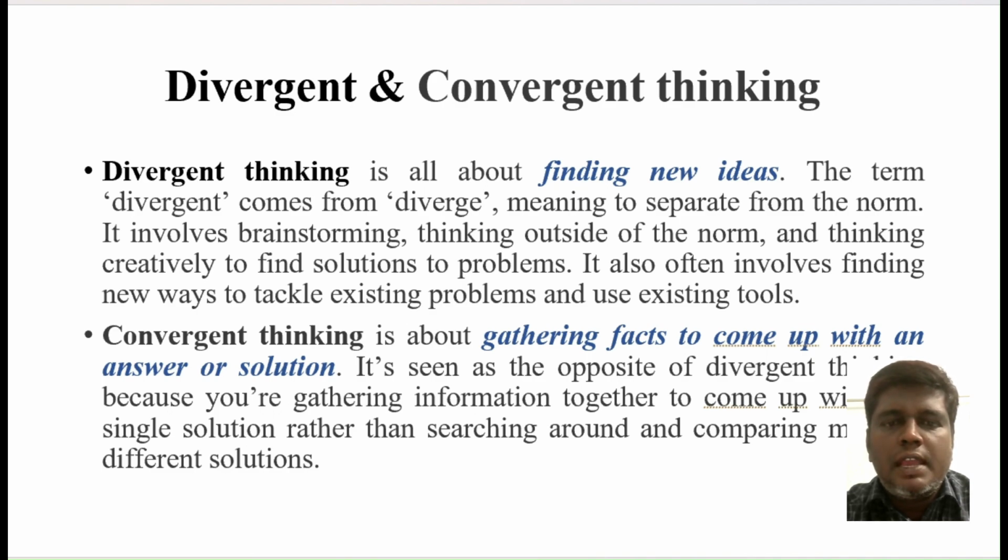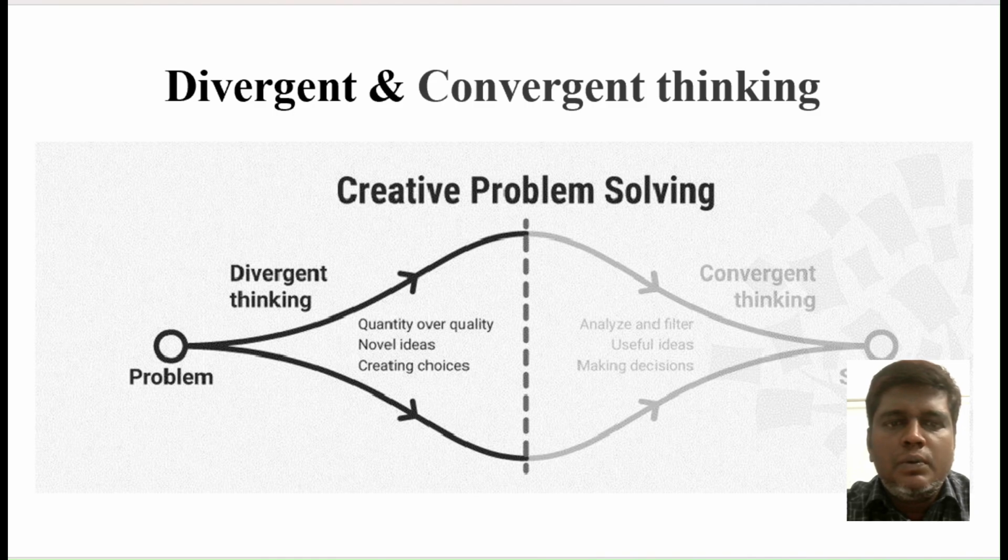Convergent thinking is gathering the facts to come up with an answer or a solution. That is, whatever ideas we have derived through the divergent thinking process, we have to convert. That is, we have to filter them out: which solutions will be apt for the problem, or which will be the best solution for the problem. Here we have to narrow down the process and string the thoughts together. So this is how divergent and convergent thinking works.